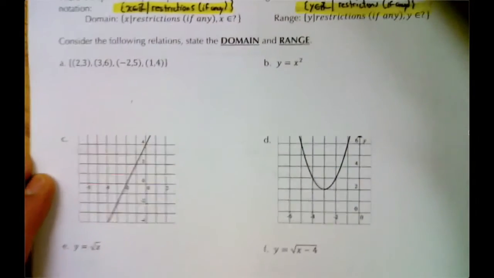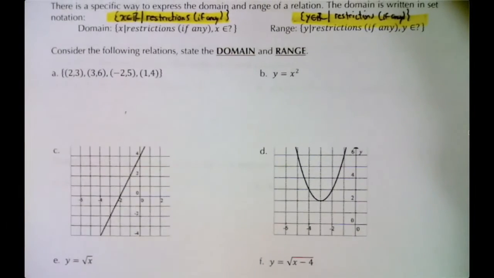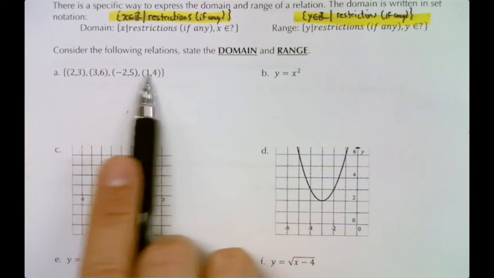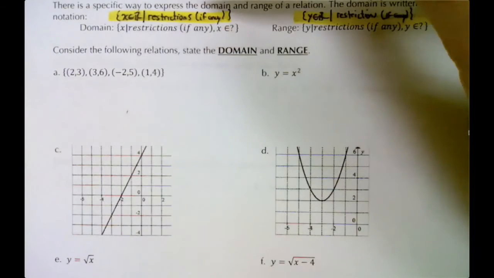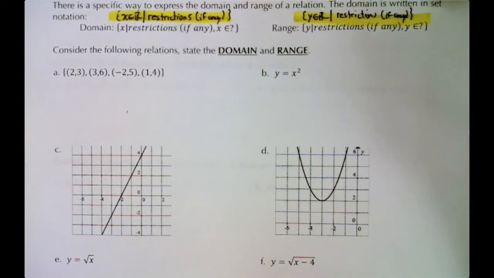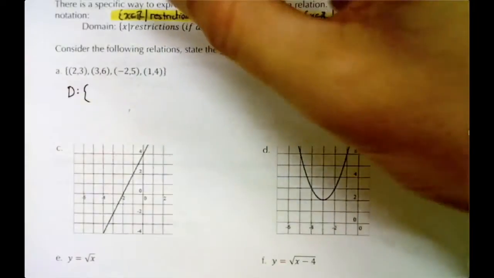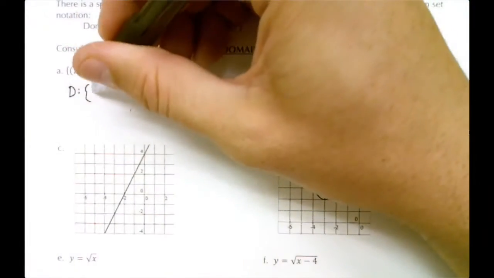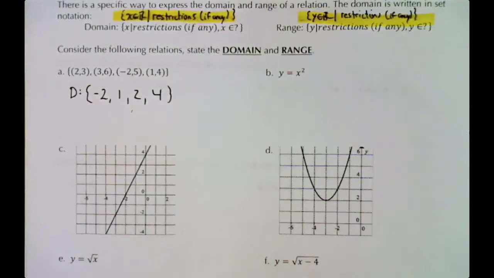So one way we can have a relationship expressed is by listing ordered pairs. So our first example A is just a list of ordered pairs, so a list of points. To write the domain and range when you just have a list of points, you don't have to define the number set or list restrictions. You can just state which values there are because it's much easier to do that. So for domain, we've got 2, 3, -2, and 1, and if we write them in ascending order, it would be -2, 1, 2, and 4. So our domain is just those numbers.